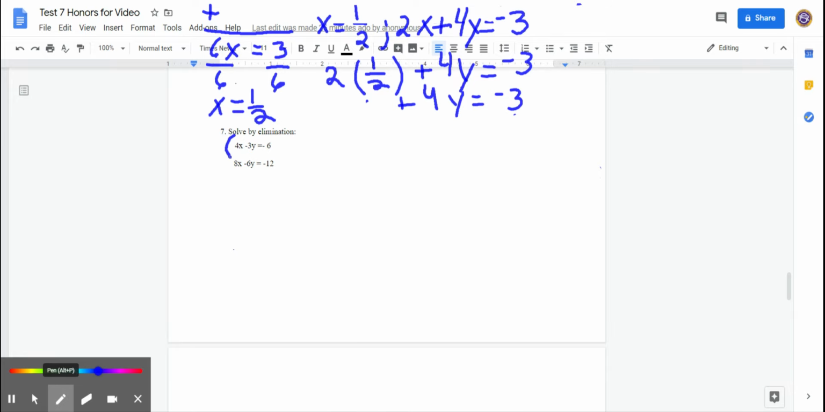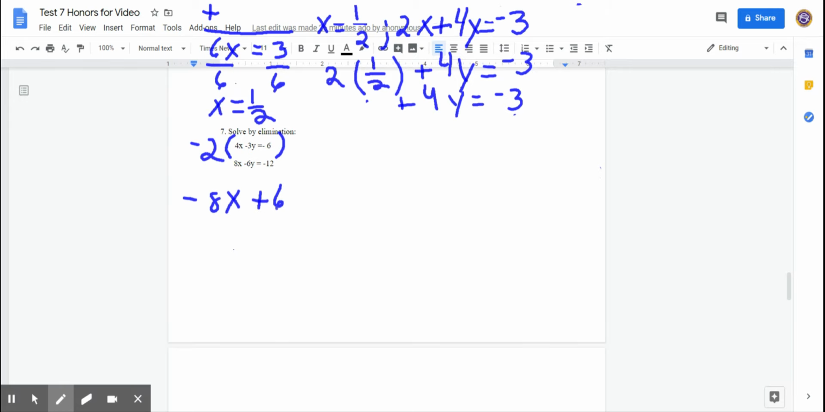So it doesn't matter whether you choose x or y to get rid of. I just see that the x's are going to eliminate quickly if I multiply through by -2. So when I multiply through by -2, I get -8x plus 6y now, because it's a negative times a negative, -2 times -6, equals positive 12. Be very careful with your negatives. Then 8x minus 6y, just copy the second one down because we don't need to do anything to it.